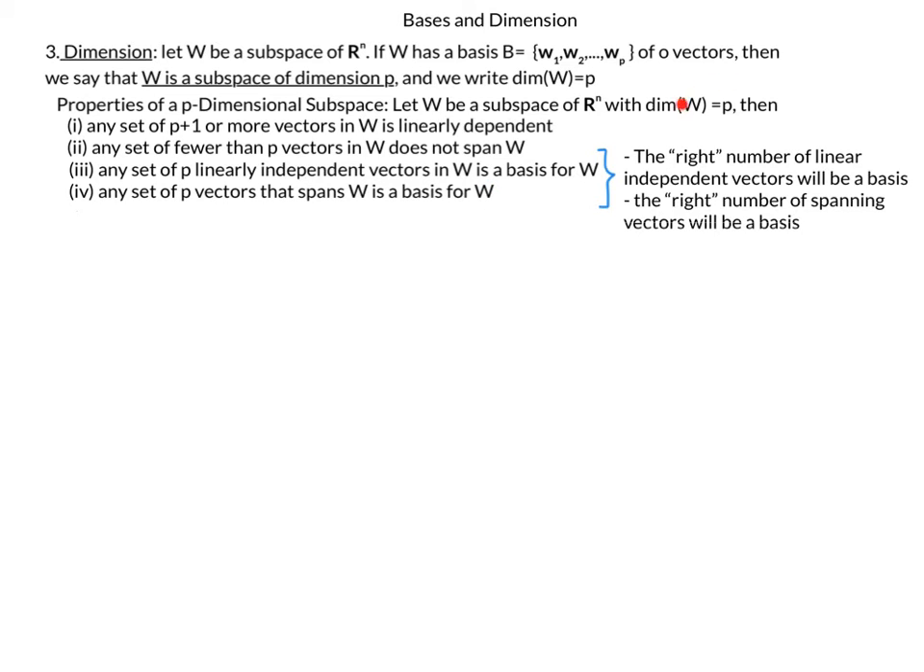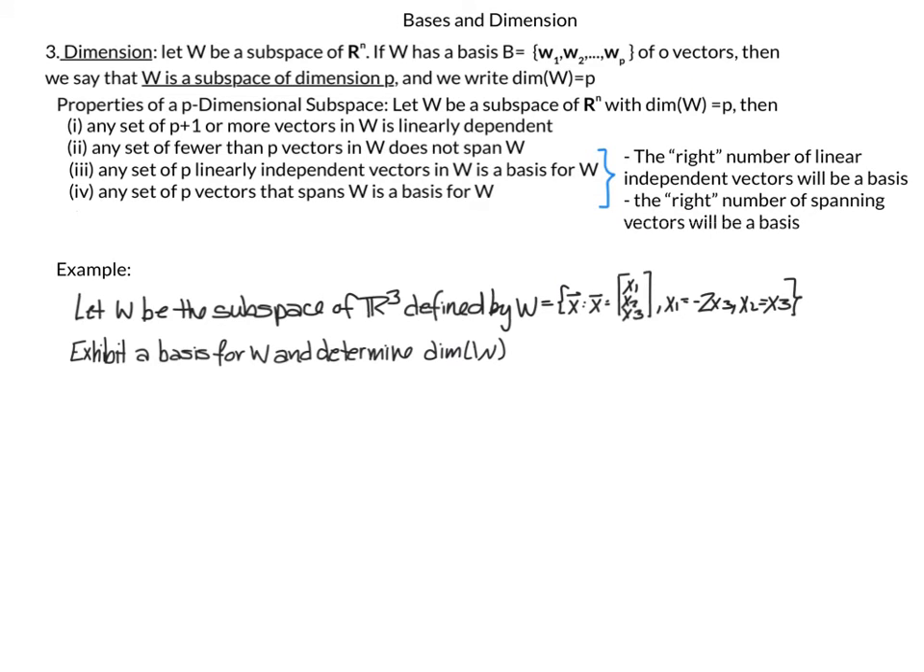Again, if you know that the dimension is p and you have a set that spans, you then don't have to show they're linearly independent, because the right number of spanning vectors will be a basis, and the right number is p. Two more examples and I think we're done. So let W be the subspace of R3 defined by W are the vectors x = (x1, x2, x3) such that x1 is equal to minus 2x3 and x2 is equal to x3. Exhibit a basis for W and determine the dimension of W.